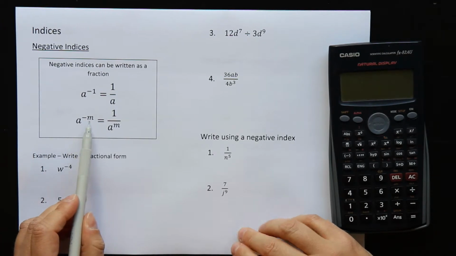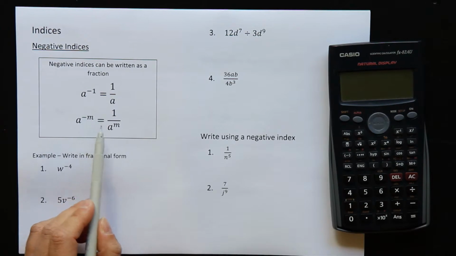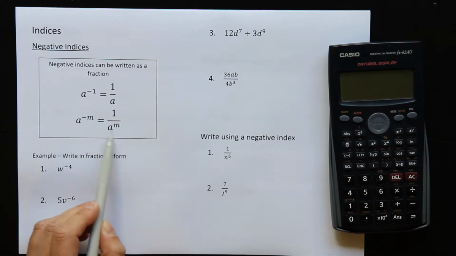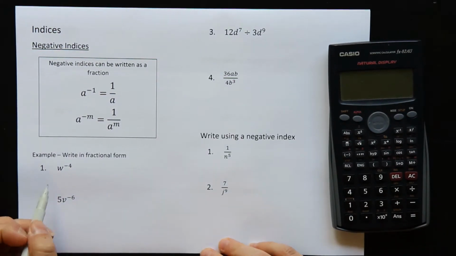But if we have any other negative number up here, then our a to the m will move to the bottom. We've just lost the minus sign there. It'll be a 1 on the top. These rules are always much easier when you see them actually used. So let's use them. Let's have a look at example number 1.